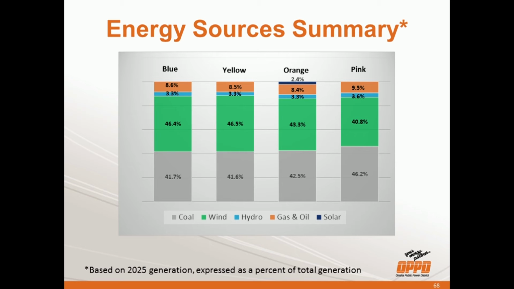Blue and yellow look very, very close. Again, the only difference is an incremental battery. The orange portfolio includes the 100 megawatts of utility grade solar, and you see that represented at the top of that stack in purple. And then in pink, where you only go to 40% renewables, you see a larger concentration of coal and a smaller concentration of renewables relative to the other portfolios. And again, this is expressed as a percent of total generation.